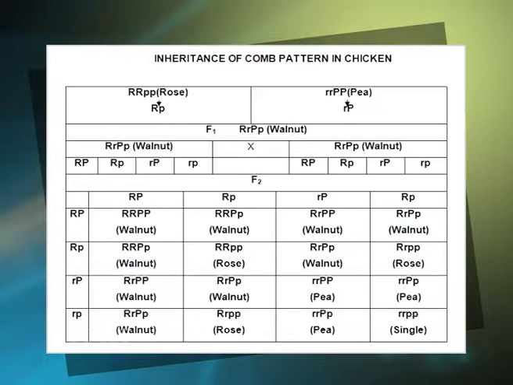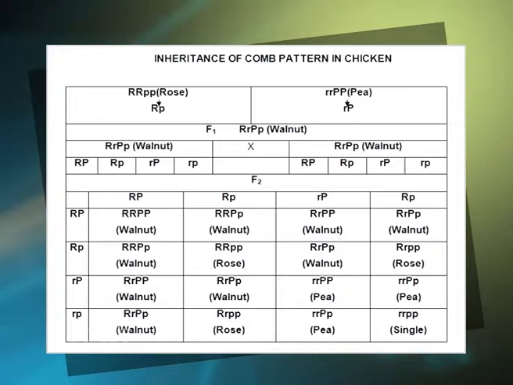The capital R and capital P genes for rose and pea combs together produce a new phenotype, walnut, represented by capital R, capital P in the F1. In the heterozygous state, both the pea comb gene and the rose comb gene can express themselves. That is, only one copy of the rose comb gene or the pea comb gene is sufficient for that type of comb to occur. Therefore, both genes in this case act as dominant genes.